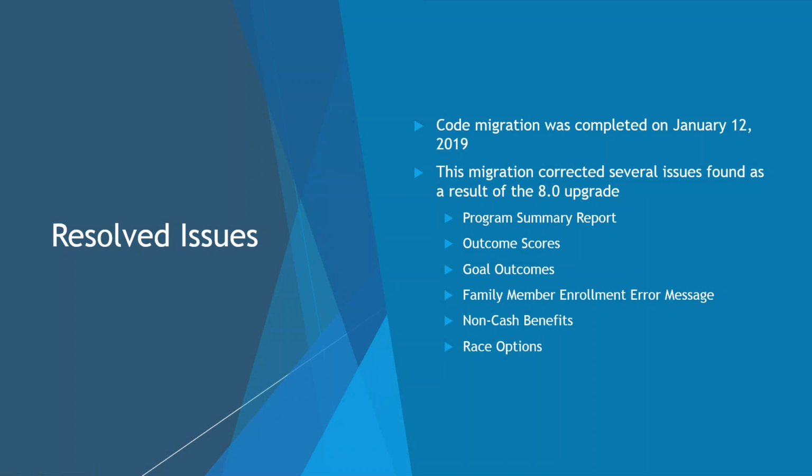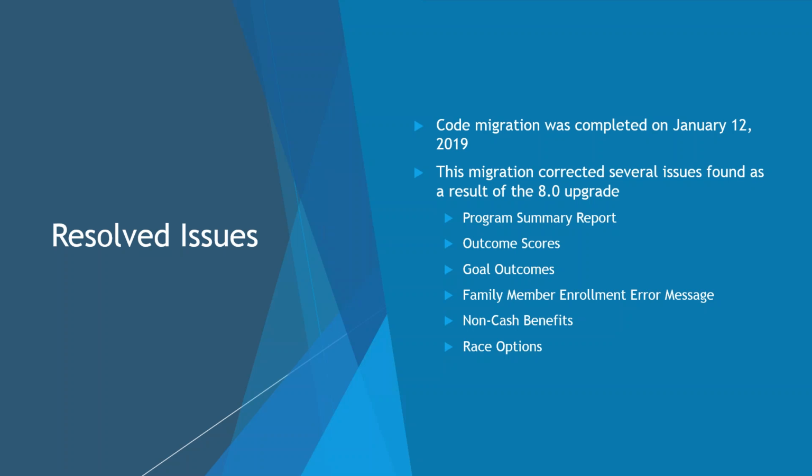First of all, hopefully you know by now we had a code migration that was completed this past weekend on January 12, 2019. This was a very successful code migration, and it did resolve a lot of the issues that we encountered as a result of the 8.0 upgrade. Some of those issues that were resolved are the program summary report, which was causing an error message if you tried to run the report on more than one project. That issue has been resolved.